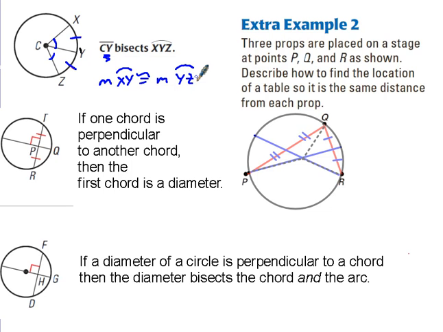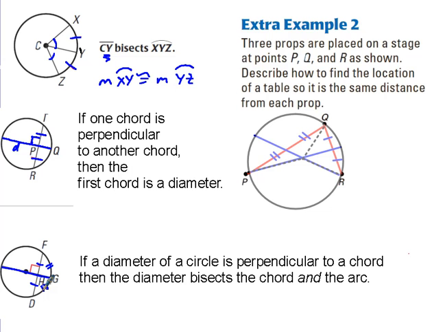If one chord is perpendicular to another chord and bisects it, then the chord is the diameter. Since it's perpendicular right here and it's bisecting it, that means that is the diameter, so we can label that D. And the next one says if the diameter of a circle is perpendicular to a chord, then the diameter bisects the chord and the arc, which means that piece will be equal to that, and this arc will be equal to that arc.